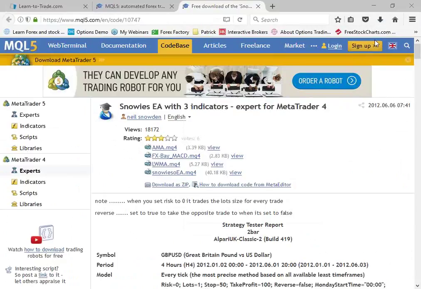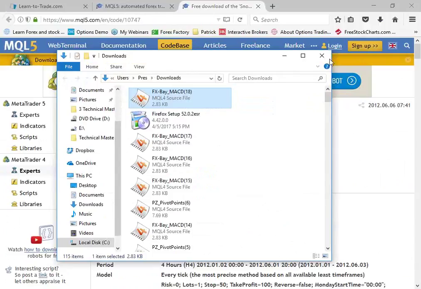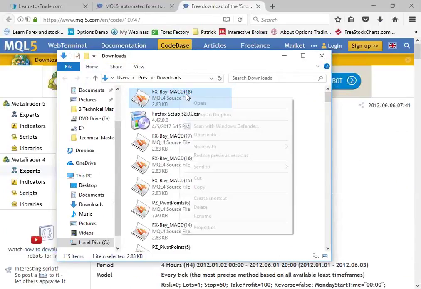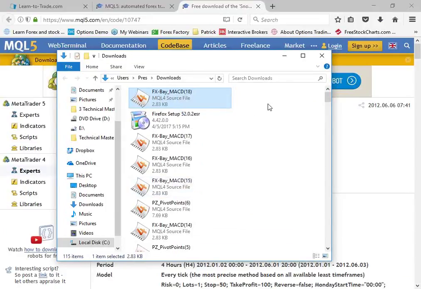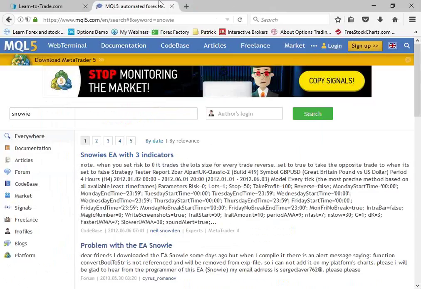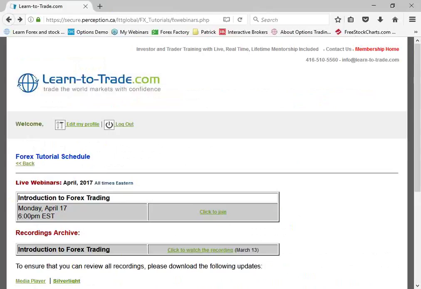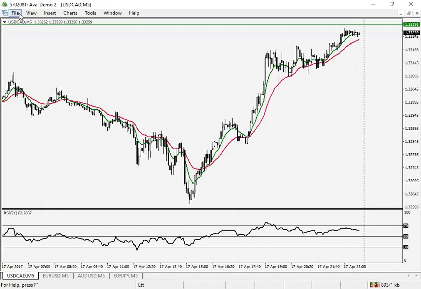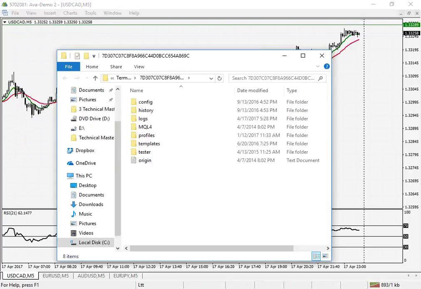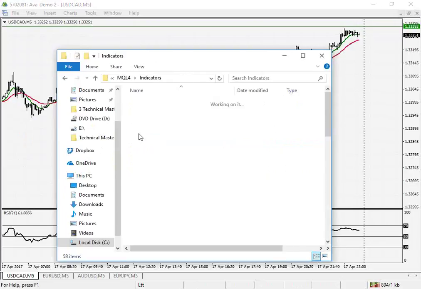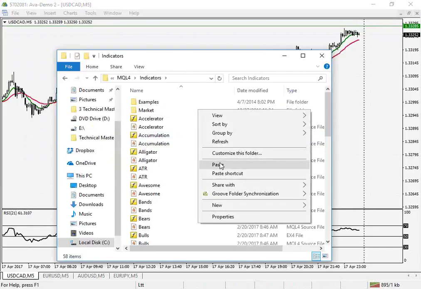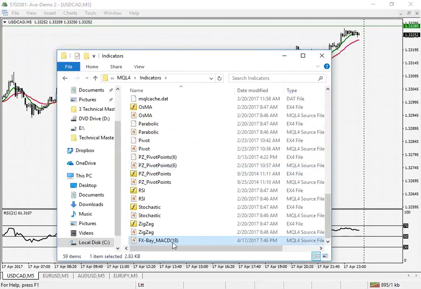Open it up. There's the file. Click on it. Right click. You'll see number 18. I've done it now 18 times. Click on it. Click copy. I don't need this anymore, and I don't need these windows anymore. I'm going to go over to my software now. File, open data folder. Double click on the MetaTrader, double click on indicators, wait a bit, right click on the white area, paste it in, and you'll see number 18 right here.